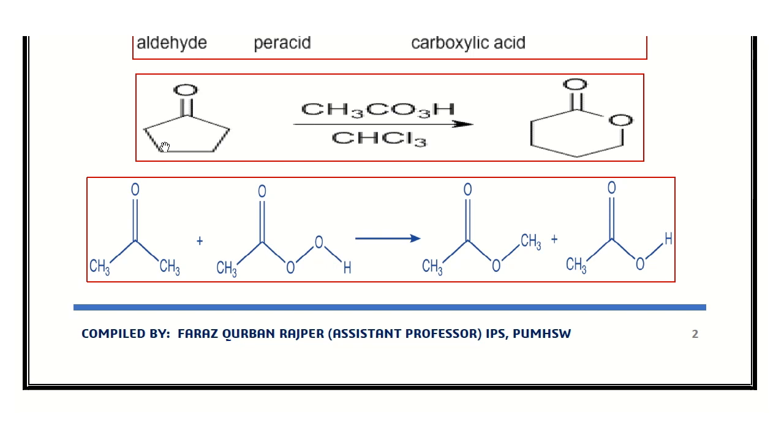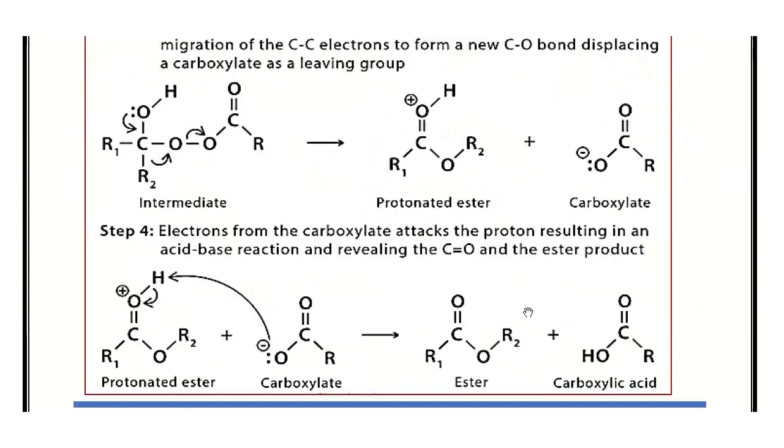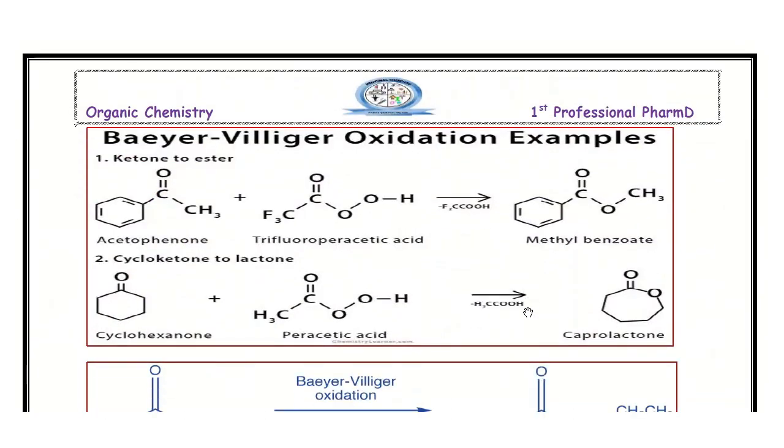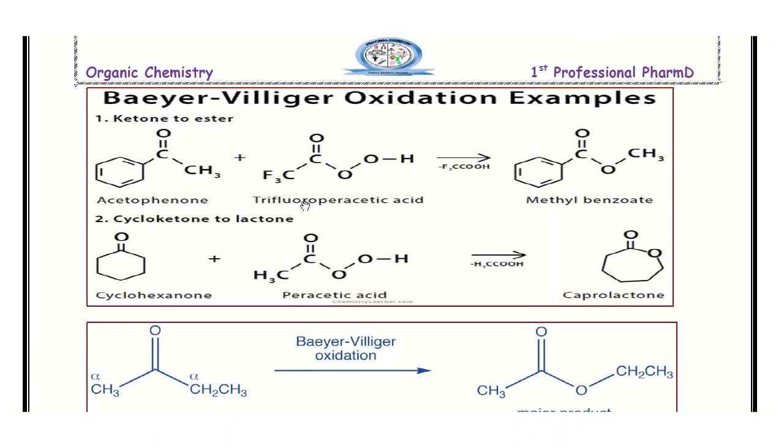Clear? And in the same way, you have to draw the reaction mechanism for this acetone molecule when reacted with the peracetic acid, and how it will get converted into this product. You have to draw the desired 4-step reaction mechanism. And in the same way, for these different examples: acetophenone, one of the aromatic ketones, when reacted with trifluoroperacetic acid, will get converted into the methyl benzoate.